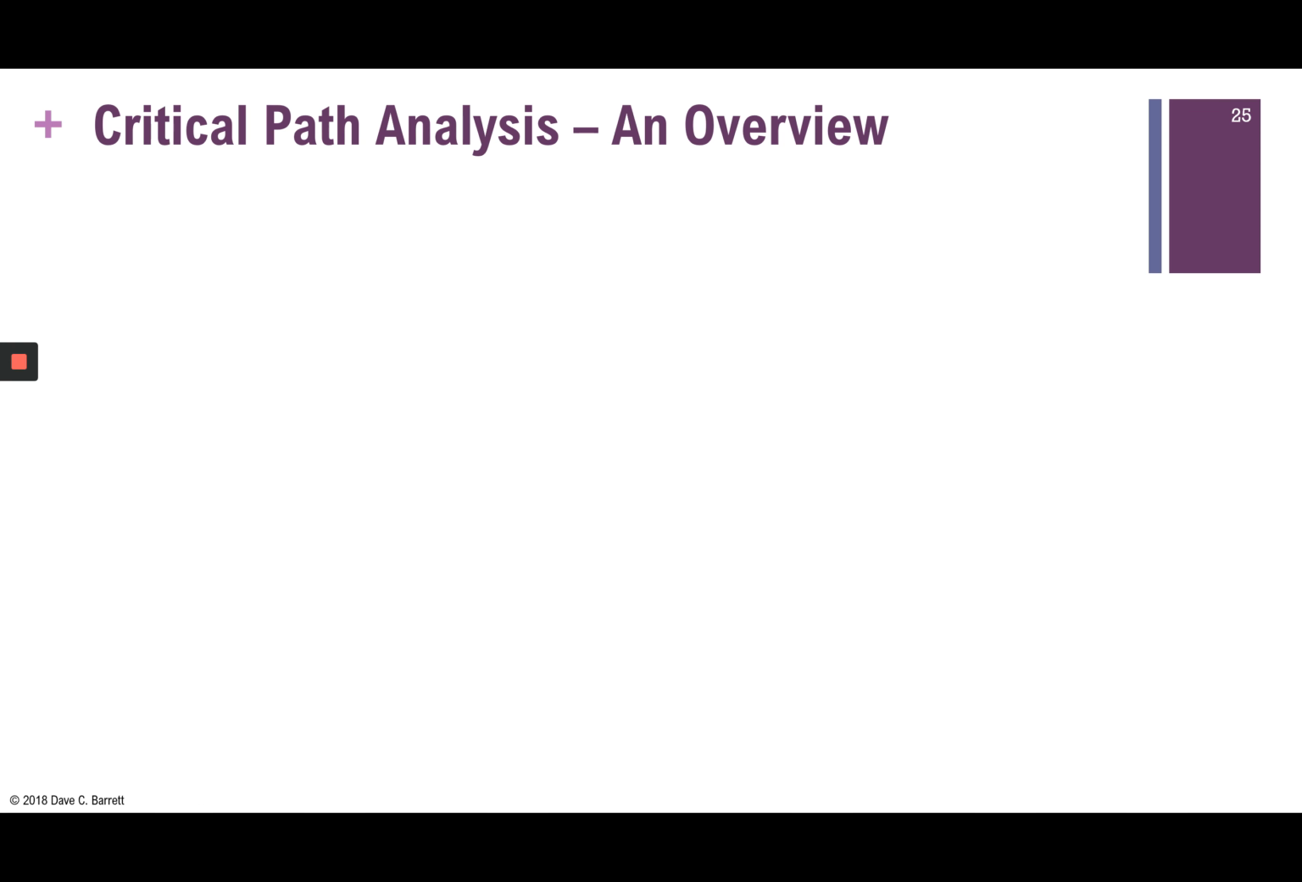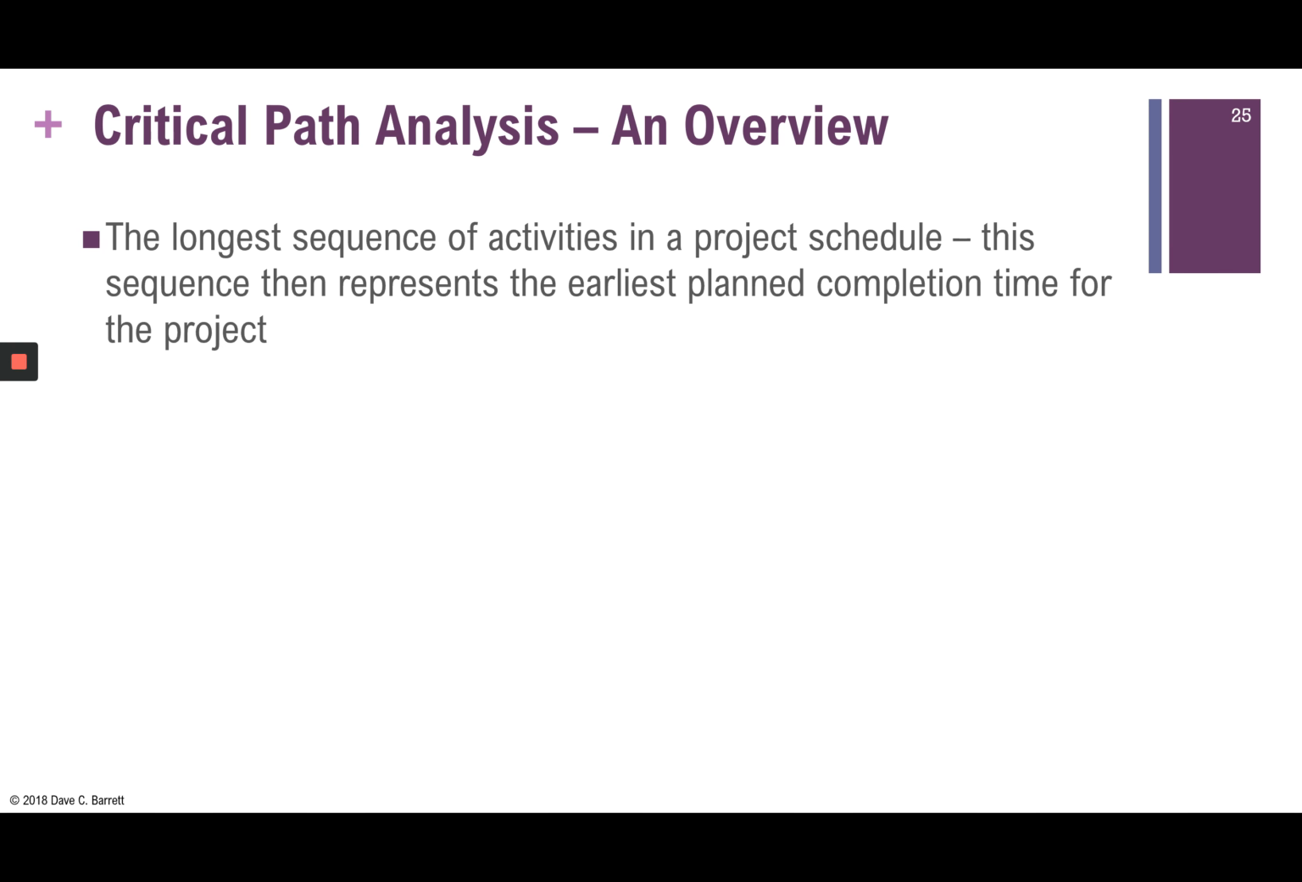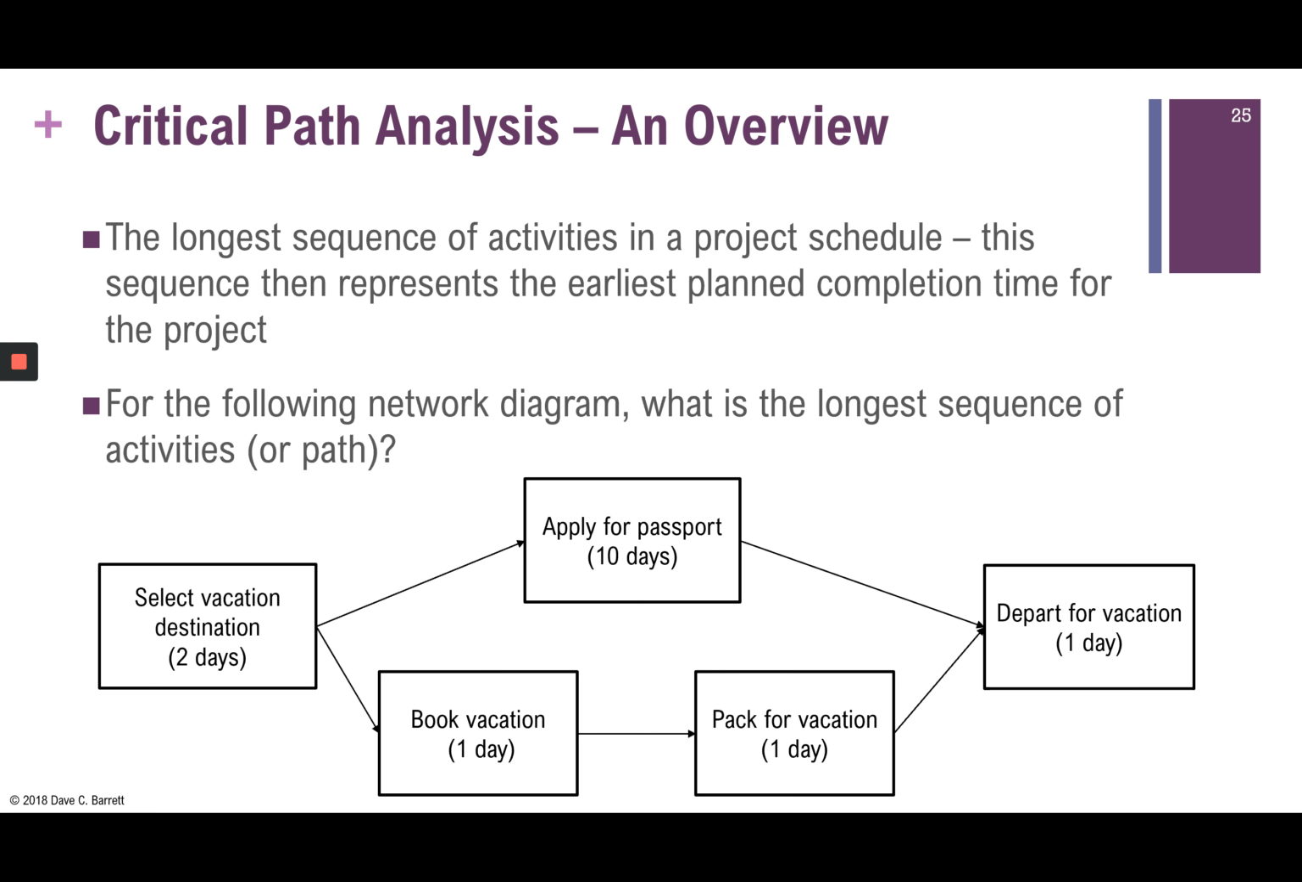Okay, now we're going to move on to a high-level overview of the concept of critical path. It's an important concept for managing projects, and a critical path is defined as the longest sequence of activities in a project schedule. This longest sequence represents the earliest planned completion time for the project. So let's look at an example. For the following network diagram, what is the longest sequence of activities or paths? Let's just look at this for a moment.